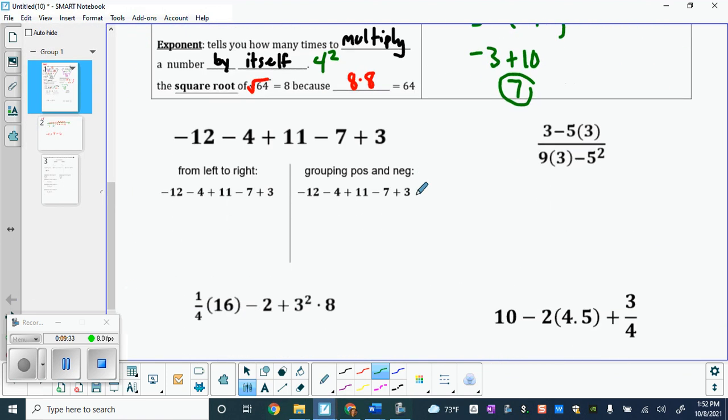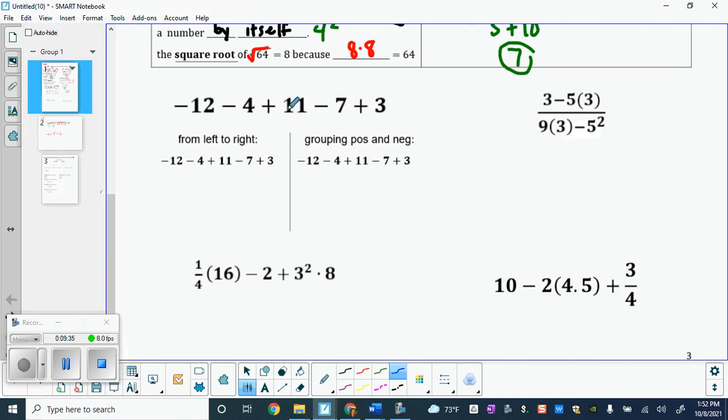All right, now let's go down here and see one where it's just straight up a string of integers that we'd have to add or subtract. There are actually two different methods here. Some of you are going to go from left to right and say, the first thing I see here, same sign, add and keep. And then you're just going to copy everything else down, and then minus the 7 and then plus 3.